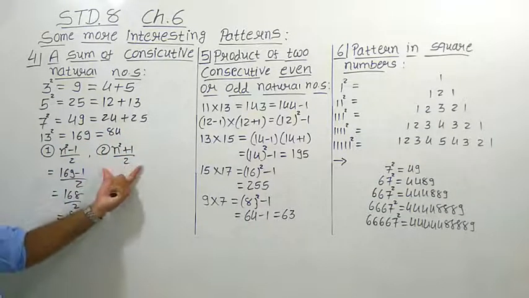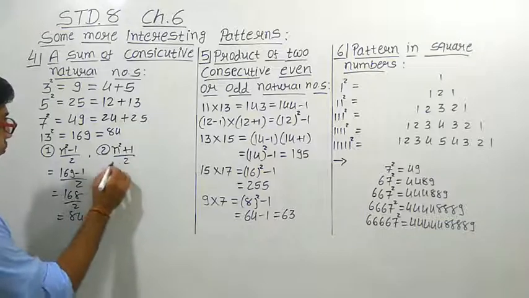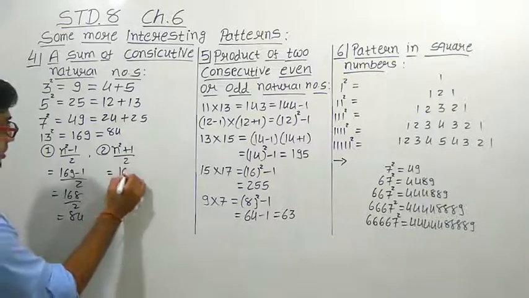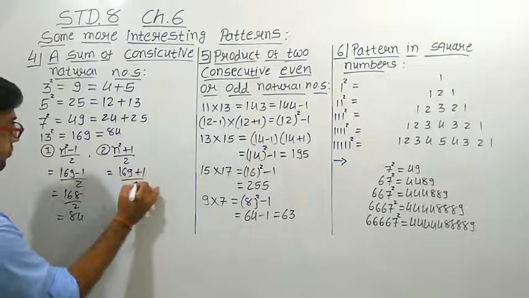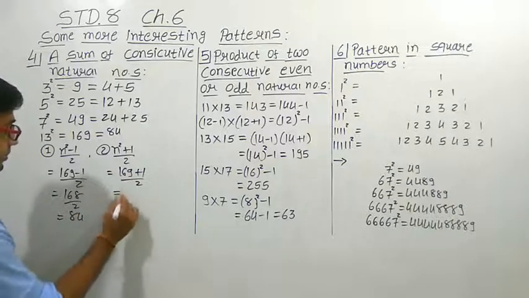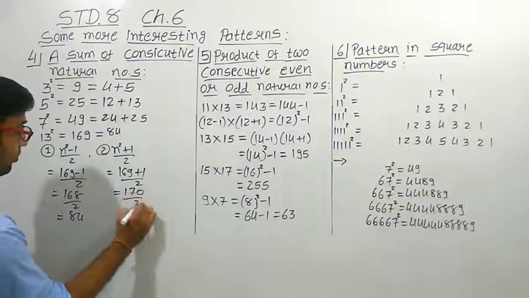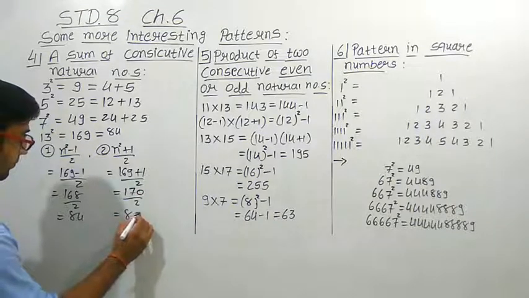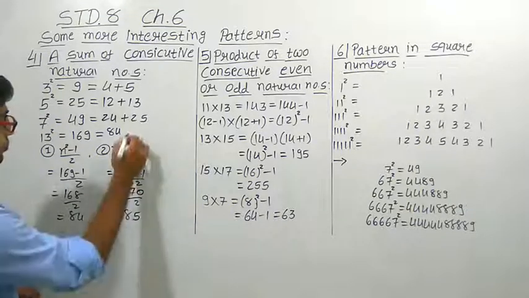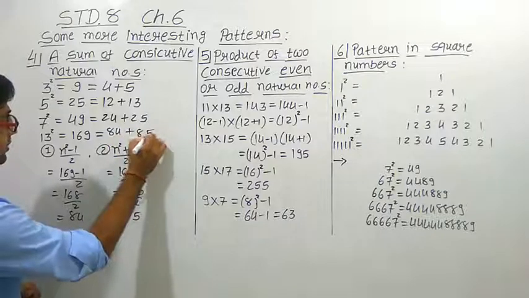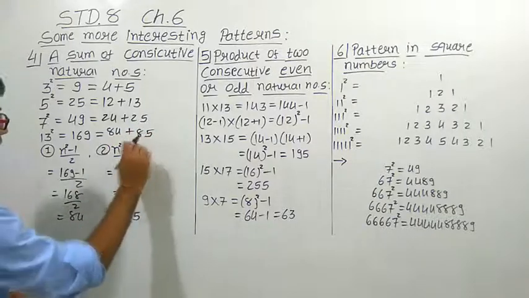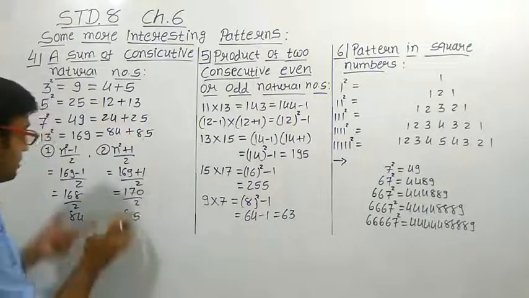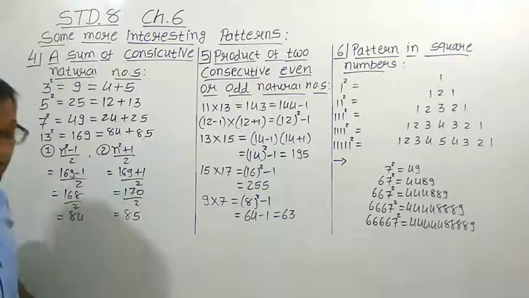How can we calculate the second number? By putting the value here. n square is 169, plus 1, upon 2. 169 plus 1 is 170 upon 2, and 170 upon 2 means 85. Right? So the two consecutive numbers we get here are 84 and 85. So this is the method by which we can calculate the two consecutive numbers.